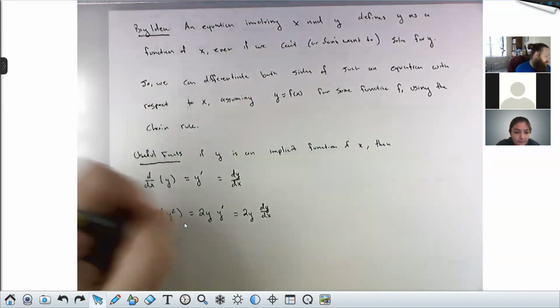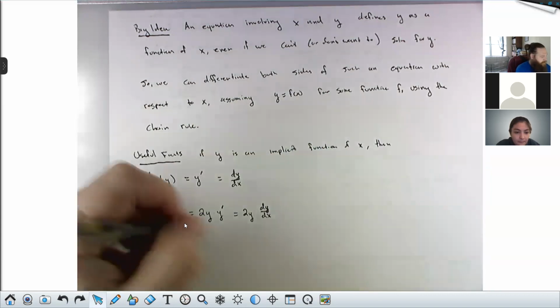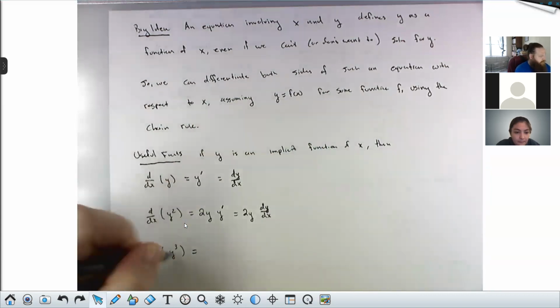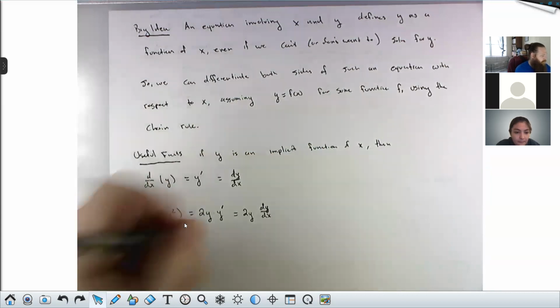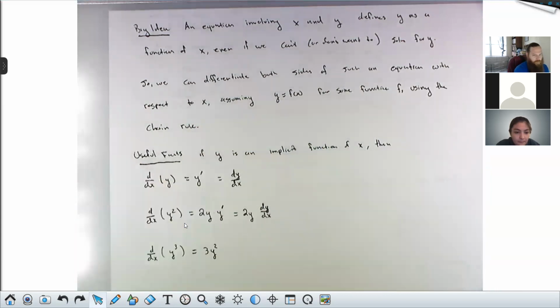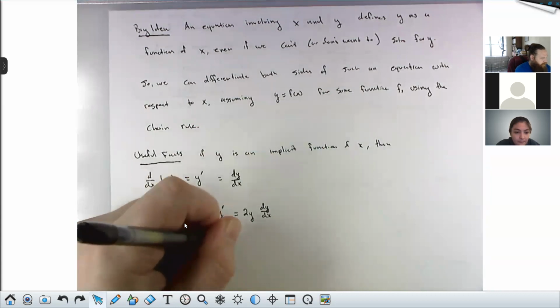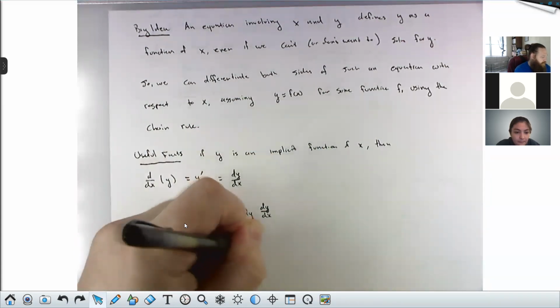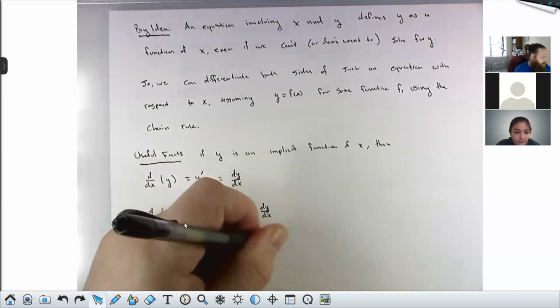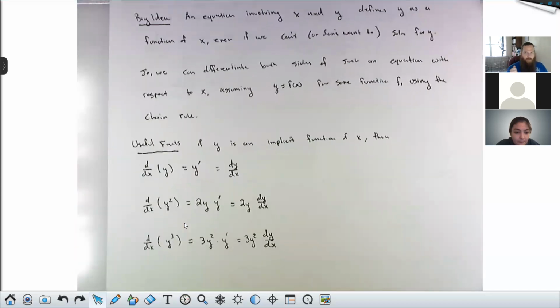d dx of y cubed. Similar. y is like the inner function, so we differentiate the outer function, leaving the inner alone. That's 3y squared, leaving the inner y alone. And then you multiply by the derivative of y, which is y prime. So this would be 3y squared times dy dx. Operationally, the way it works is you just slap on a y prime, right? You differentiate like you normally would, but then you slap on a y prime.